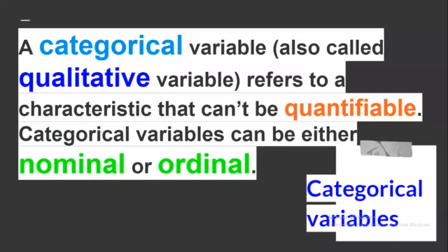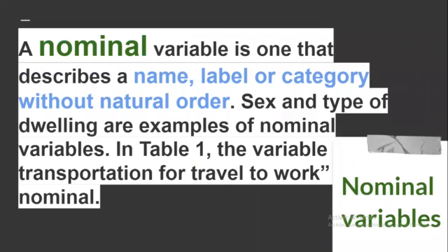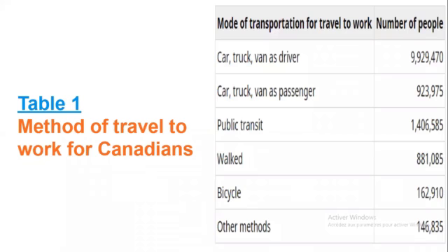Categorical variables. A categorical variable, also called qualitative variable, refers to a characteristic that can't be quantified. Categorical variables can be either nominal or ordinal. Nominal variables. A nominal variable is one that describes a name, label, or category without natural order. Sex and type of dwelling are examples of nominal variables. In Table 1, the variable mode of transportation for travel to work is also nominal.